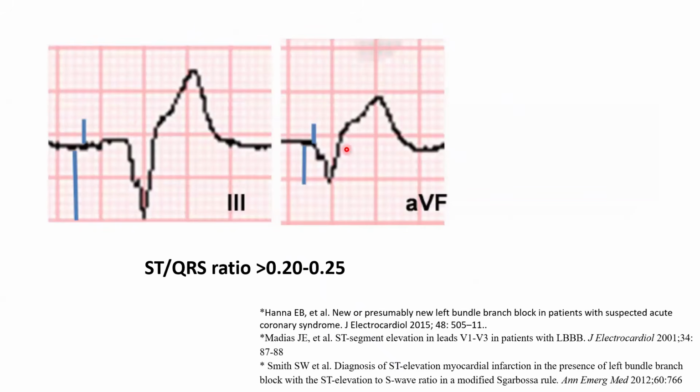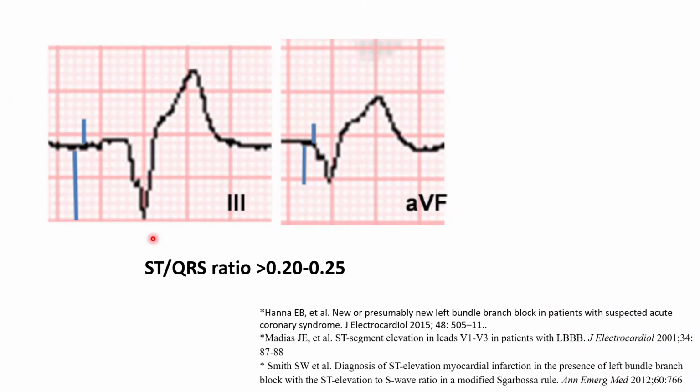On the other hand, if you have ST elevation that is more than 25%, even if it's not marked in absolute terms, as in this patient, this ST elevation here is about 2.5 millimeters, but it's way more than 25% of the S or the QRS. This is a STEMI. Here too, you have an ST elevation that is about 3 millimeters, but it is more than 25% of that QRS. So this is a STEMI.